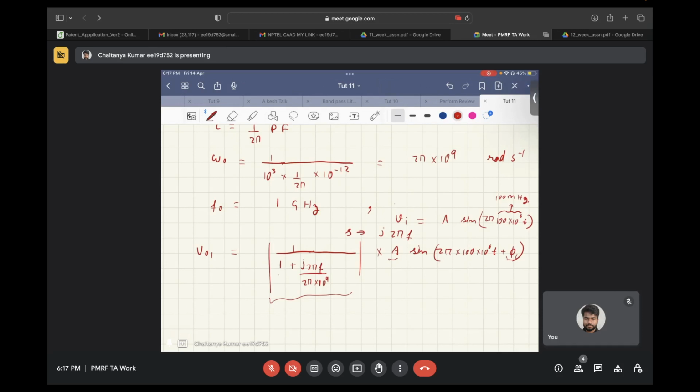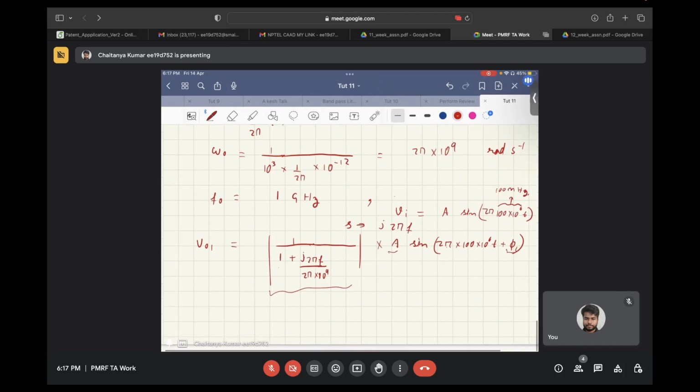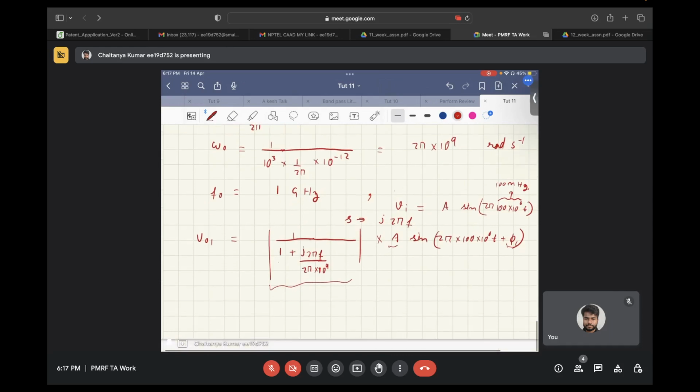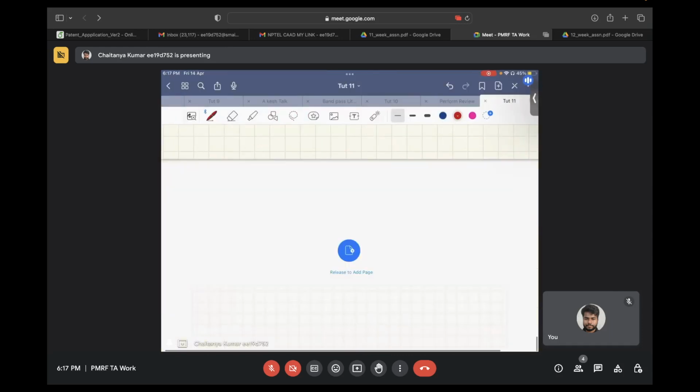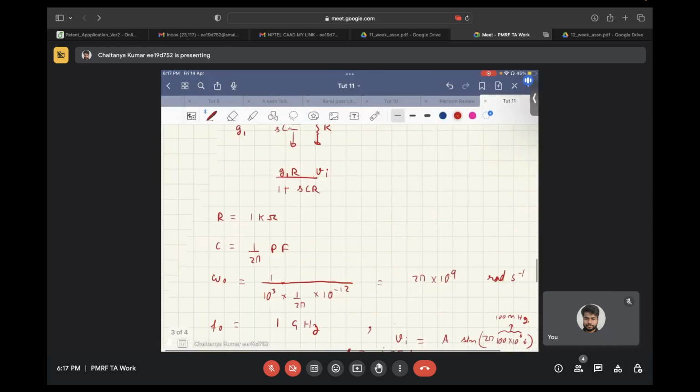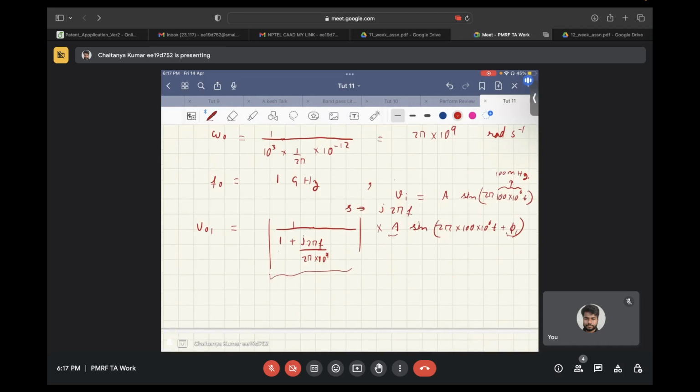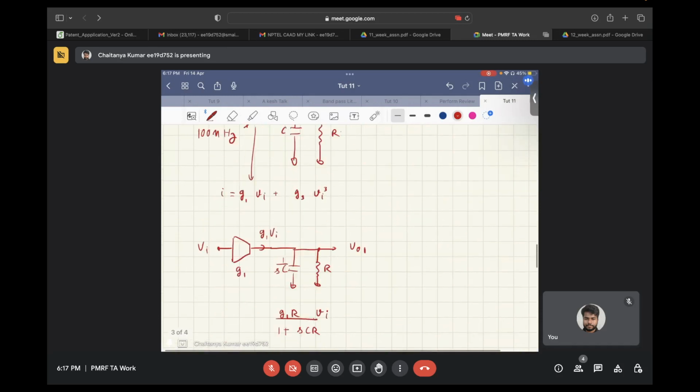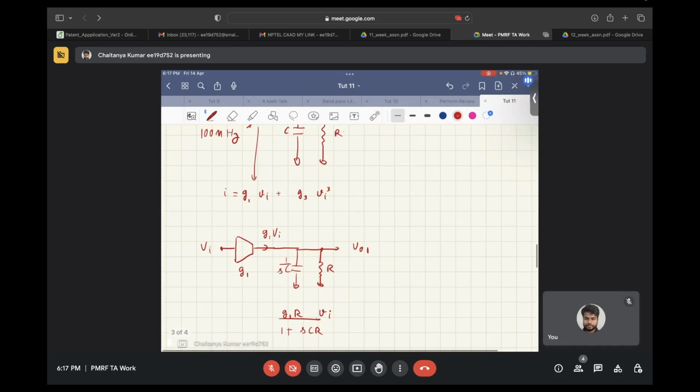But sir, how did the V01 relation come? V01 is just from a linear circuit, right? So V01 is basically whatever you get after solving this linear circuit. The input is a sine wave of 100 megahertz. Whatever you get at the output will also be a sine wave of 100 megahertz, right? Yes, sir. And what will be its amplitude?